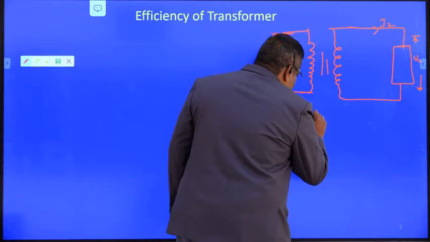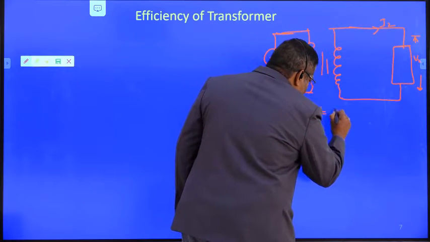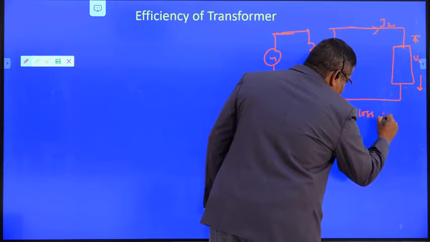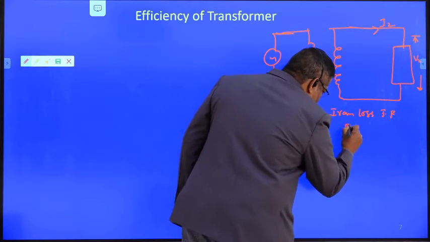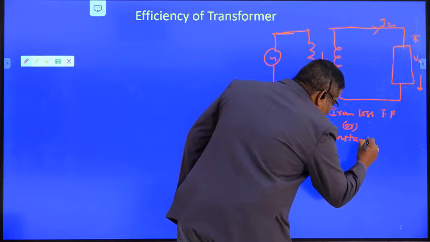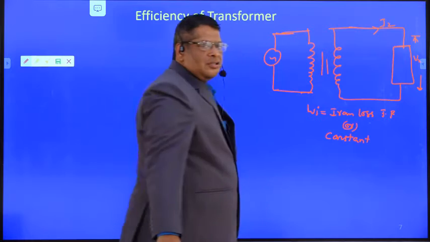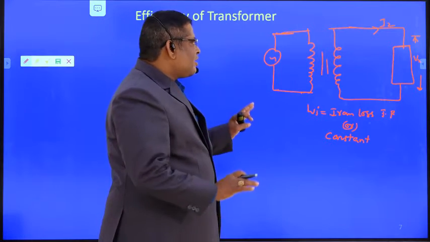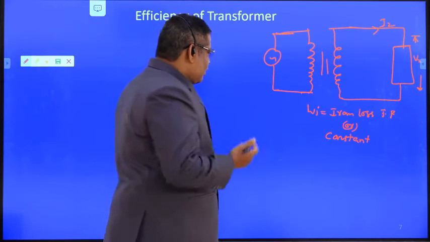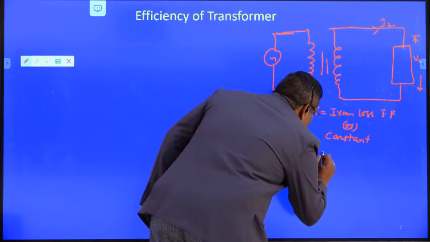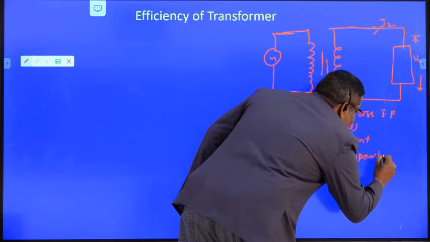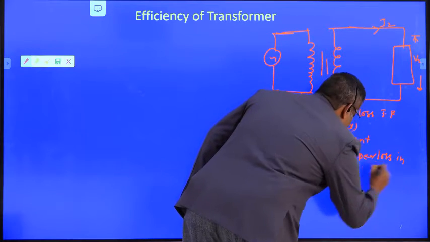Now Wi we take as the iron loss in a transformer, or constant losses also. These losses are constant. This loss does not depend upon how much load we connected across a transformer. Next, Wc we take as the copper loss in a transformer.